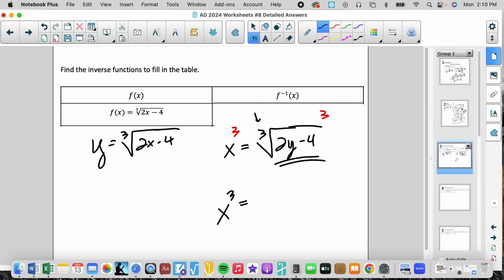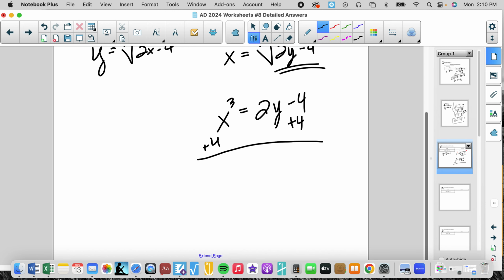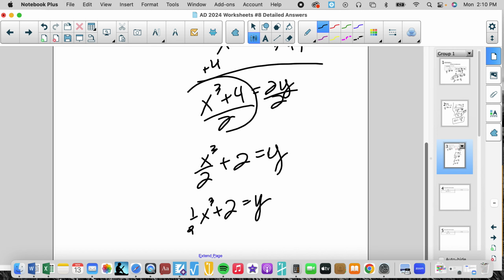x to the third equals, now you have 2y minus 4. And now we can add 4. You get x to the third plus 4 equals 2y. Divide everything by 2. And you can have assorted answers. x to the third over 2 plus 2 equals y. That's probably best. You can have 1/2 x cubed plus 2 equals y. Or you can have this as your answer.